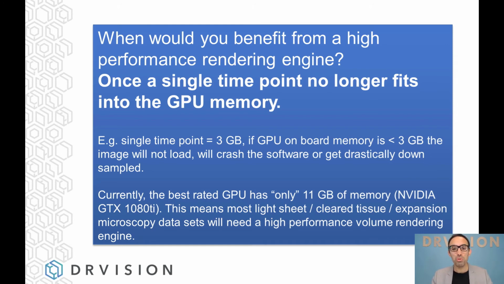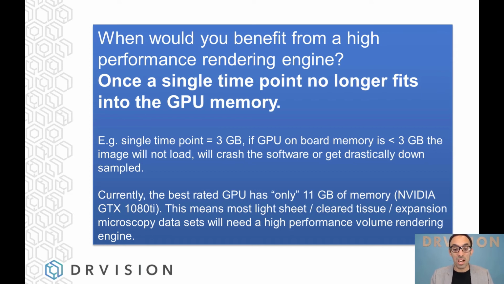So when would you benefit from a high performance rendering engine like what we've put into Aivia? Well, as soon as a single time point doesn't fit into GPU memory, then you have a problem. Because until that point, if you can fit everything into GPU memory, that's the simplest way to do it. It's just to load it all there. Of course, it can still lag a little bit to move from time point to time point, but it's the simplest thing because you don't need to do anything intelligent or smart with your file. It can just be a single block file, and you put it all into the GPU and it's fine.